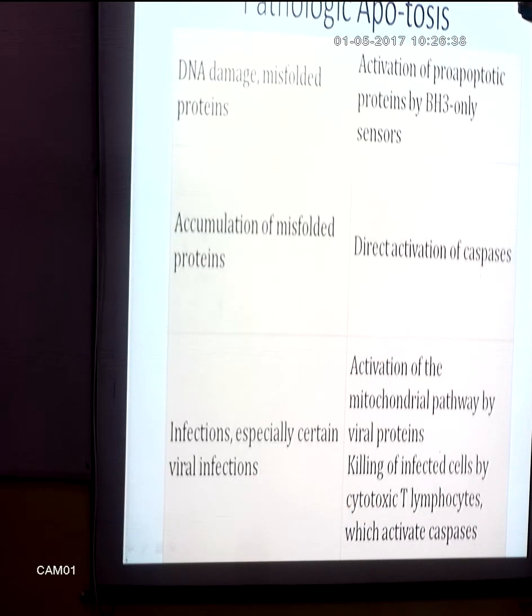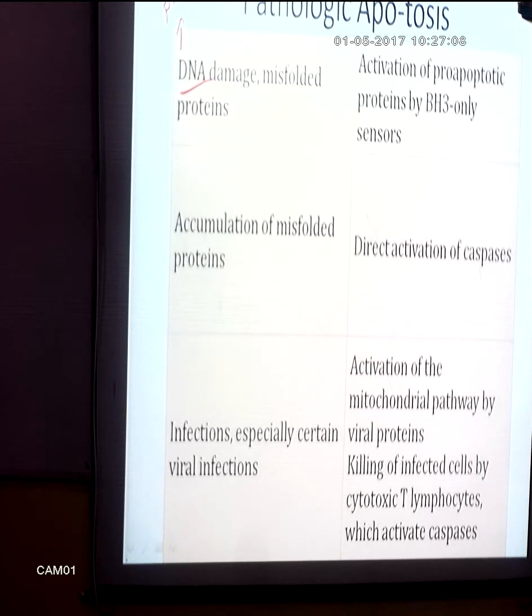Now I'll come to pathological apoptosis. This has a bit of change. If there is DNA damage, for example a mutation, what will happen? My p53 will come into it and try to repair it. If it is not repairable, it will lead to apoptosis.